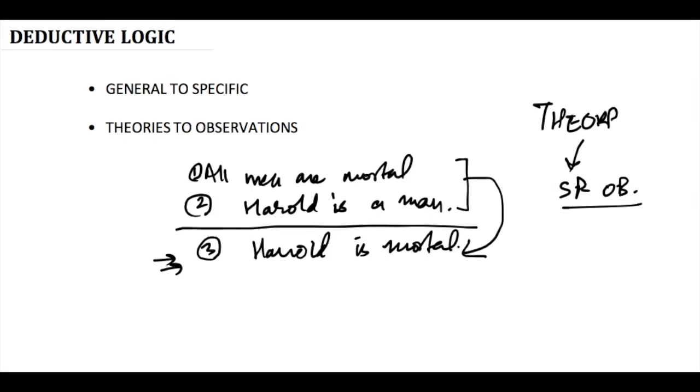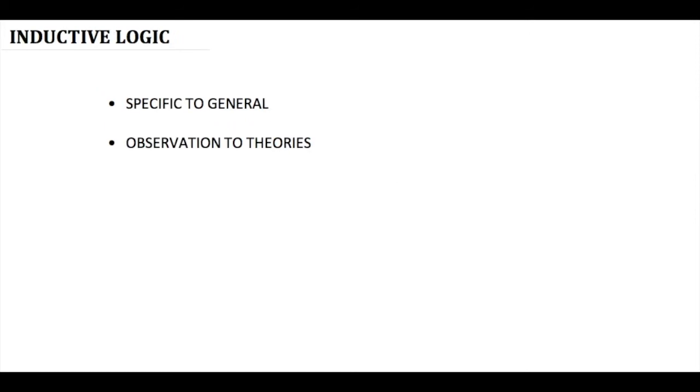whereas when we talk about inductive logic, then the entire idea of deductive logic is turned around. So we are moving from specific observations to theories or general statements in inductive logic. We'll understand that as well through an example. So in inductive logic, we are moving from specific to general and from observations to theories. Now an important thing to understand here is that in RBI examination, most of the questions belong to the area of deductive logic. Inductive logic is very rarely used in the examination.